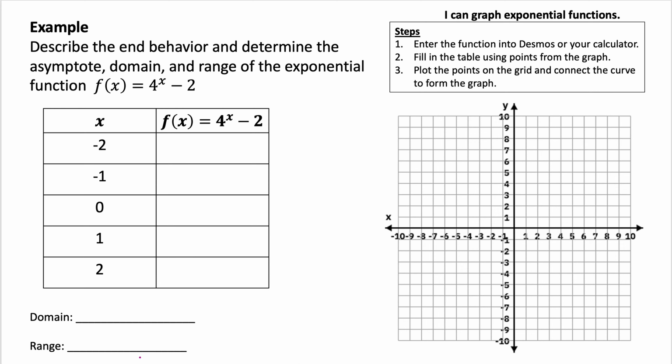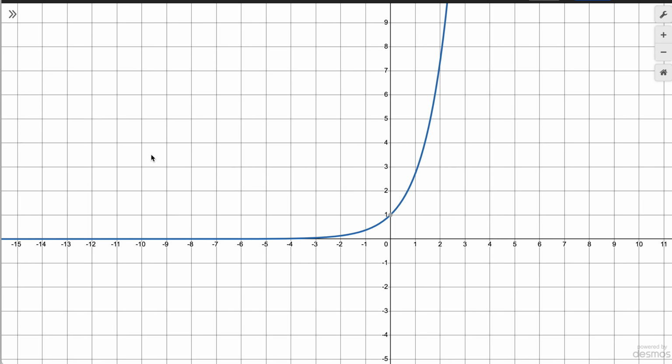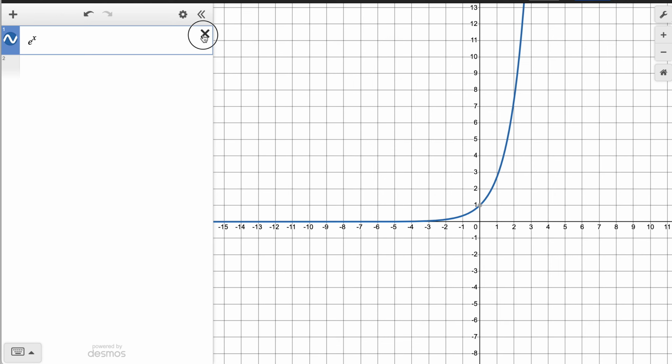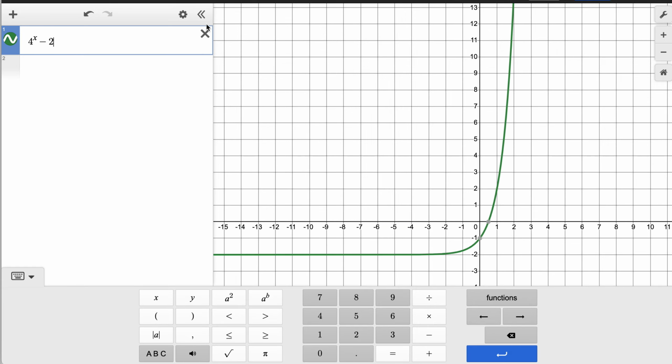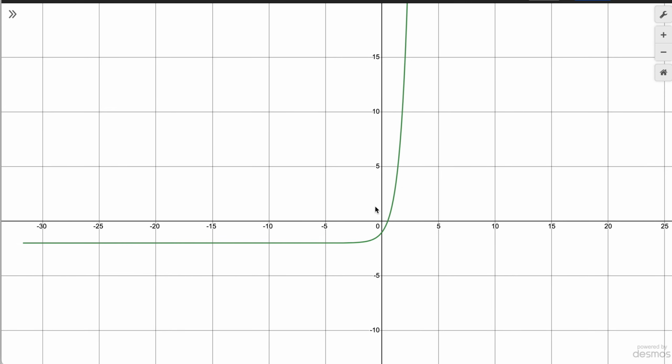So let's describe the end behavior and determine the asymptote, domain, and range of the exponential function f of x equals 4 to the x minus 2. So once again, I'm going to use Desmos to help me out with this. So I'm going to go here and I'm going to type in 4 to the x and then minus 2. Okay, so here's my function. So let's get the values that we need.